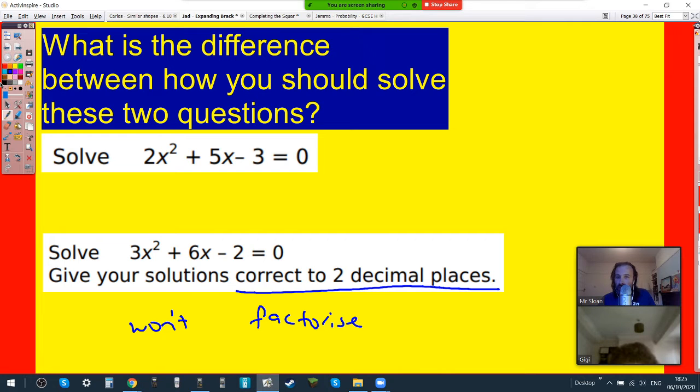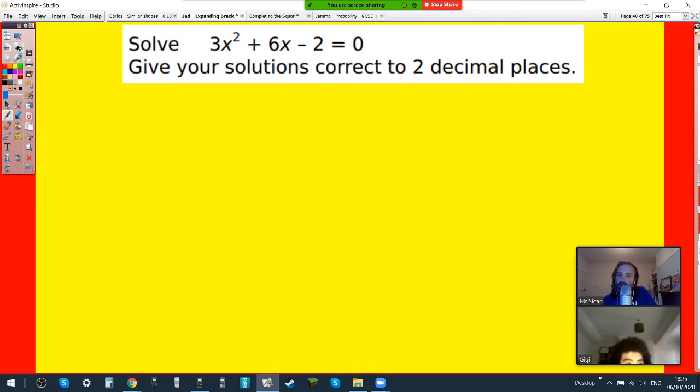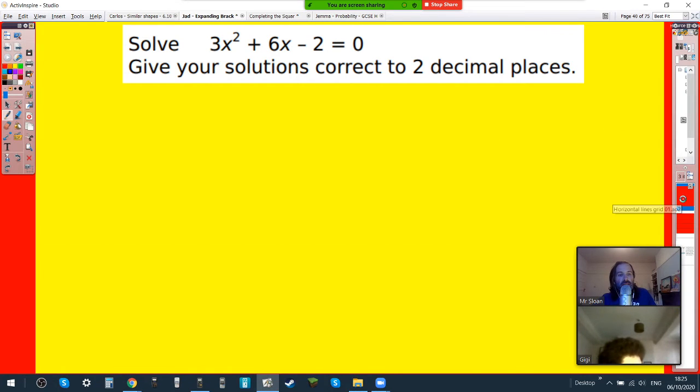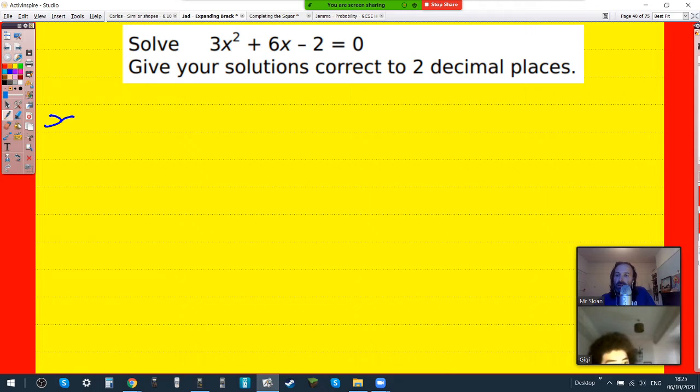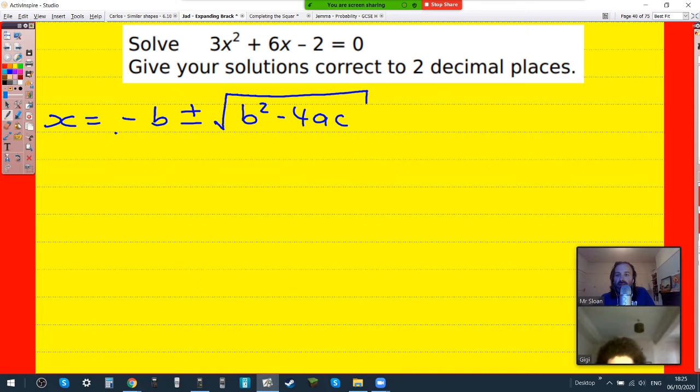The quadratic formula. Do you know the quadratic formula off by heart? No, I have it on a piece of paper though. So they used to give you this formula, minus b plus or minus root b squared minus 4ac over 2a. Those were the good old days. They used to have such low expectations of students that they'd give this to you. Now they think you're so smart that you're going to be able to remember this.